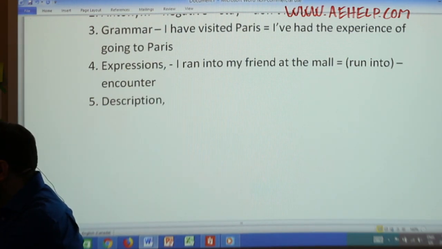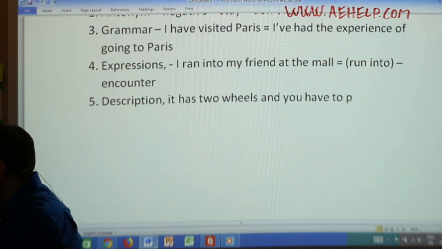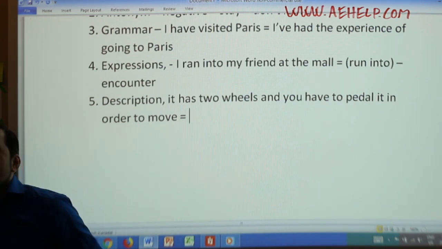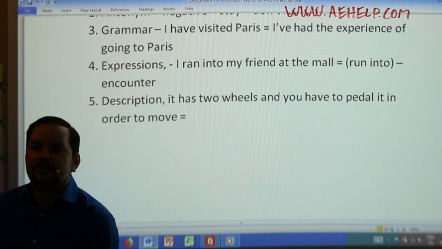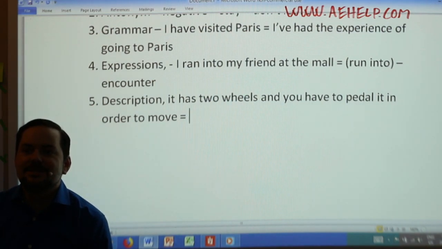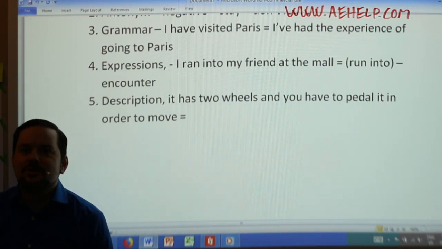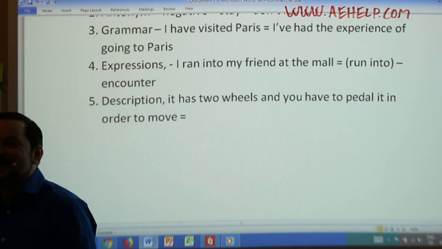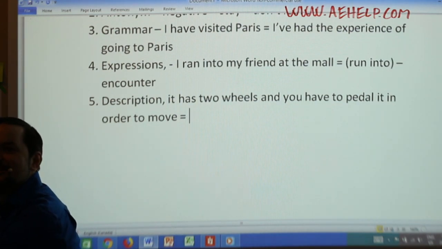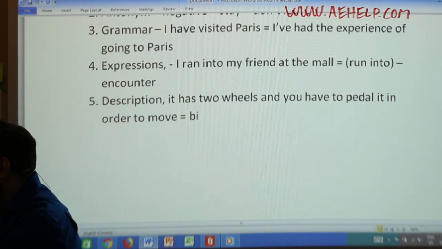So an example here is, it has 2 wheels, and you have to pedal it in order to move. What is it? Anybody know? It has 2 wheels and you have to pedal it in order to move. Anybody know what this means? What has 2 wheels and what do you have to pedal to move? A bike, a bicycle. Cycle is not enough, Monica. You gotta say bicycle, okay? A bicycle or a bike.